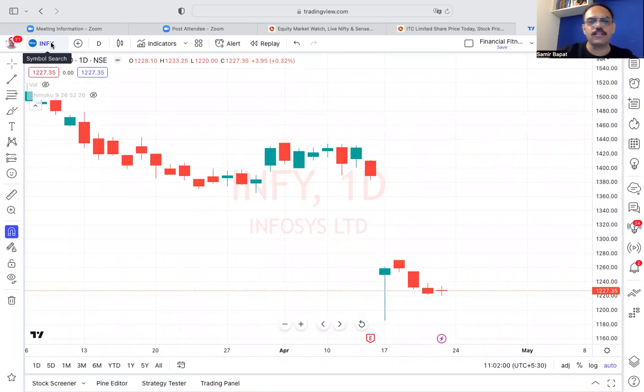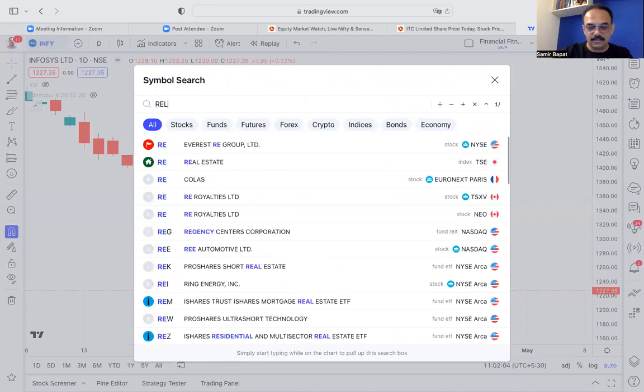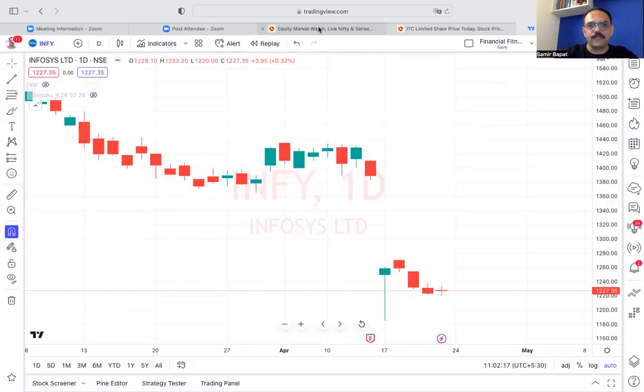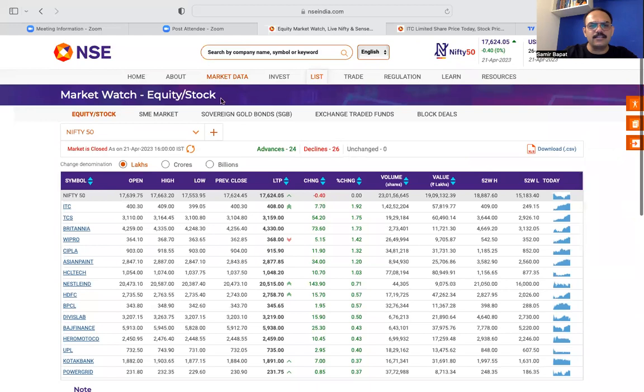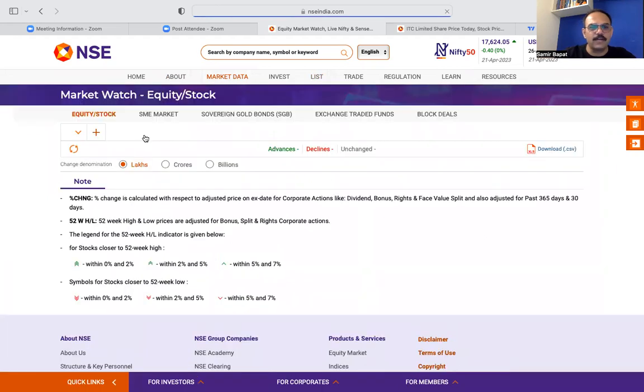If you want to know the symbol, if you know the name, just type the name, Reliance. You'll have a lot of Reliance entries, Reliance Industries and then Reliance Global Group and so on. So you should know at least the full form or a short form. Here you can get the list of short forms in India: market data, equity and SME market. You can see in the recording where to get this.